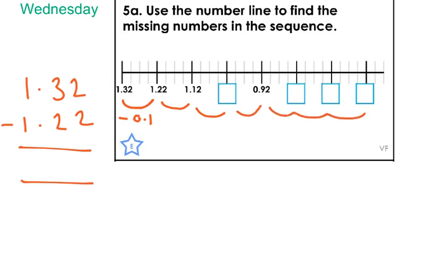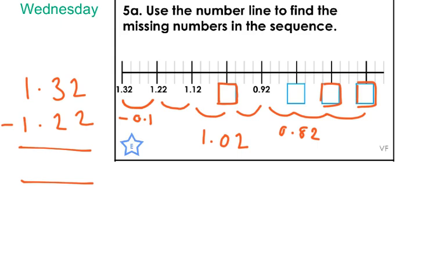So if we take a look at this first missing number we've got here, if we now take that number away, 0.1 from 1.12, what's your answer? Have a go at that one now, please. Hopefully you came up with the answer of 1.02. And now we're going to look at our next number, 0.92. Again, we're just going to subtract the same number, and that will leave us with 0.82.